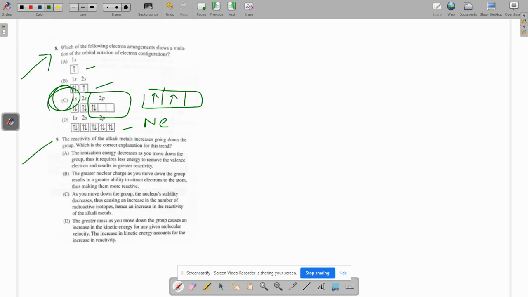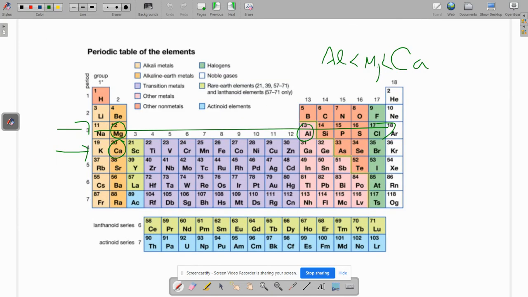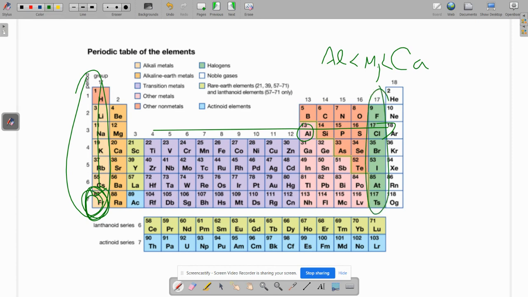Good. Number 9 says the reactivity of the alkali metals increases going down the group. What's a correct explanation for that? Looking at the periodic table, as you go down a family, or as you go down the alkali metals, they get more reactive. Francium is the most reactive alkali metal, and coincidentally, that's the most reactive family on the periodic table. The second, or equally reactive, you could say, are the halogens. They're equally reactive, but their reactivity is opposite. It increases going up the column. Fluorine is the most reactive halogen, kind of for the same reasons, but opposite.